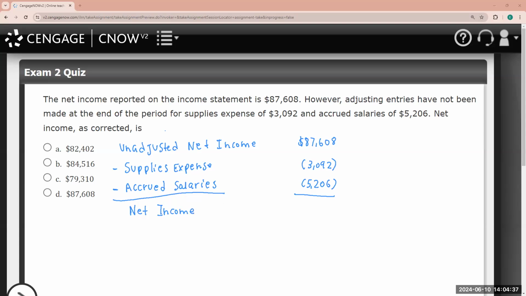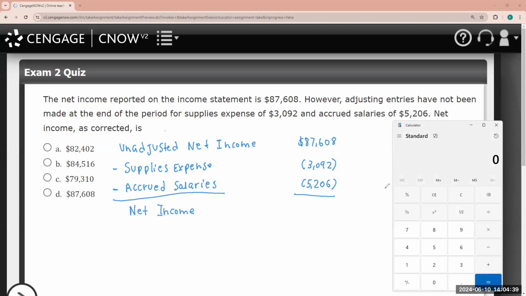So we get our calculator. And here we see the unadjusted net income, $87,608 minus supplies expense of $3,092. Minus accrued salaries of $5,206. So that gives us net income of $79,310. So our correct answer is C.